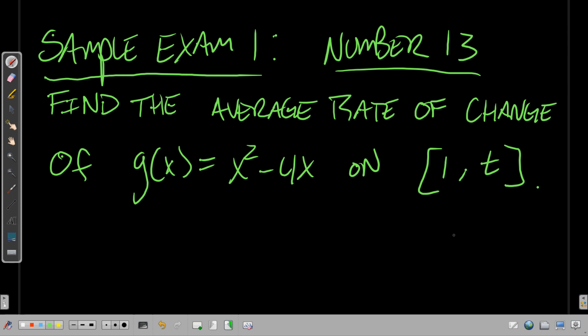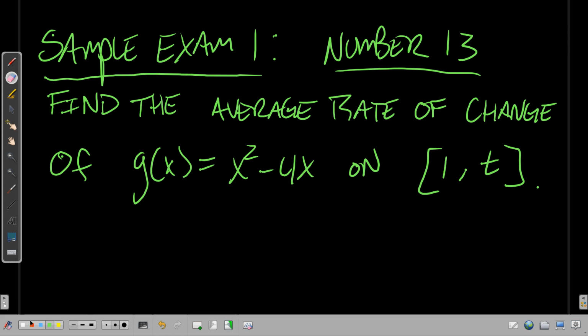And probably what makes it harder for you is the variable. Well, it's not a variable. It's not a number that you know. It's this t.